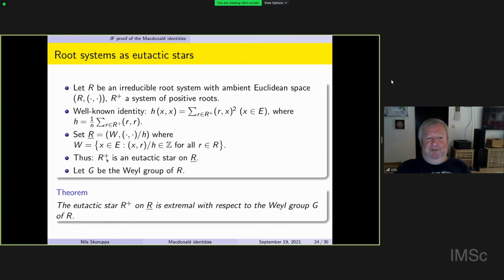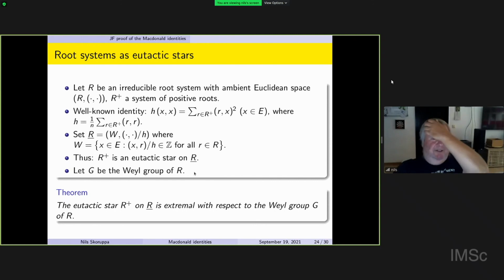And so this R plus that we have here is a eutactic star on this lattice R underscore that I put here. So we have a root system, we can look at this lattice, sometimes called the co-root lattice. We rescale the scalar product by this number H, so that this identity becomes an identity saying that the positive roots form a eutactic star on this co-root lattice, R bar.